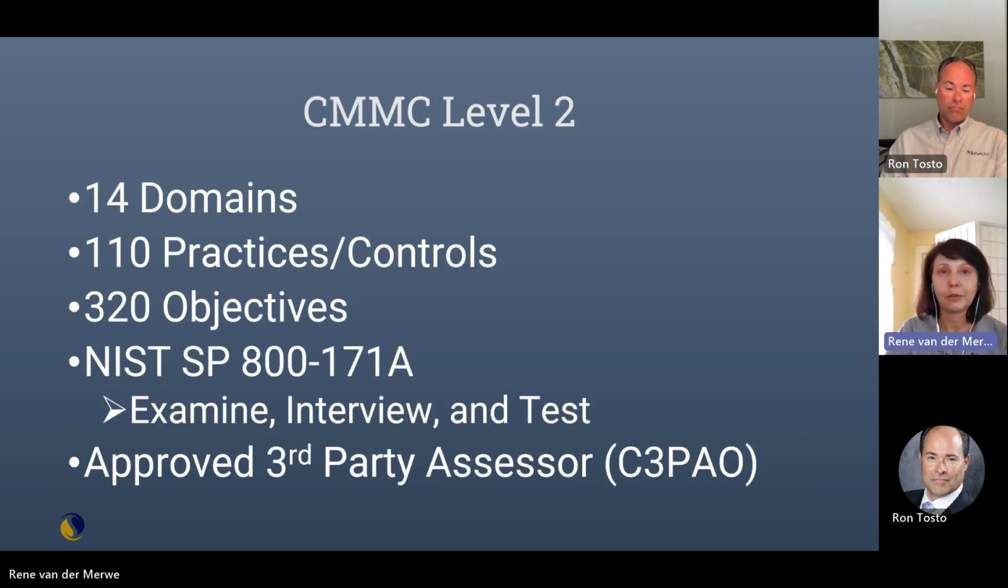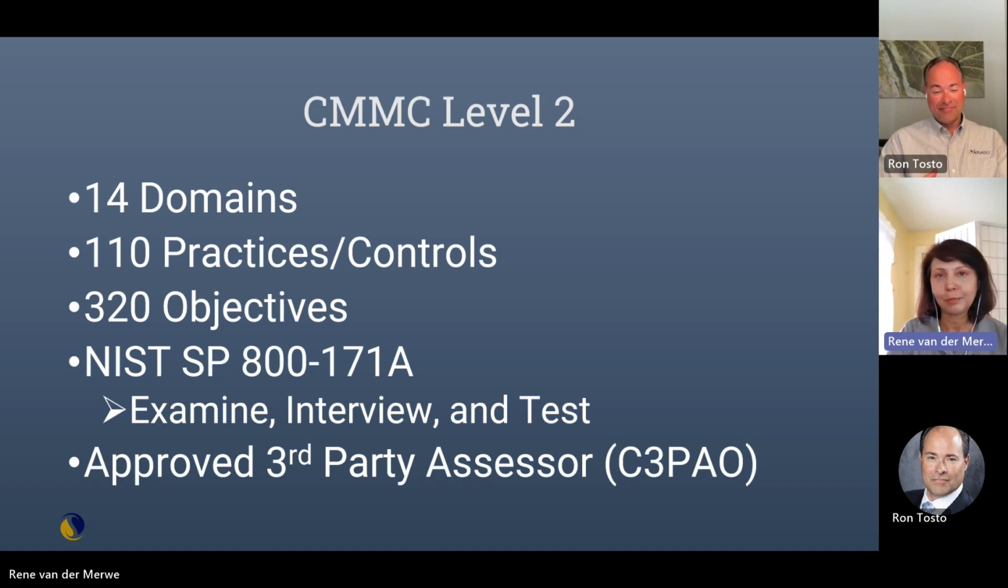Level 2 has a total of 110 practices from 14 domains. All Level 2 practices are based on NIST SP 800-171. Level 2 requirements will need to be met through a tri-annual third-party assessment. Certified third-party assessor organizations, or C3PAOs, will be conducting these assessments.